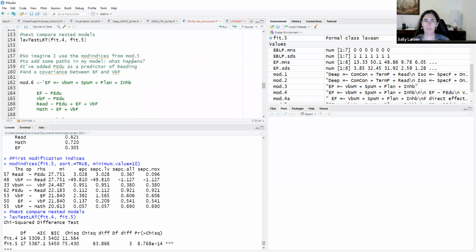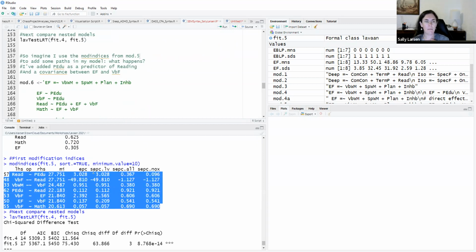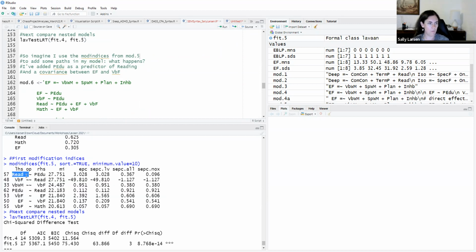So imagine I use the modification indices from model 5, which were these ones here, and add some paths in my model. What I've done is add parent education as a predictor of reading, which was this first one. Sorry, I didn't read down before, I read up instead. That was one of the highest modification indices. Then I added a covariance between executive functioning and verbal fluency, because I thought these other ones, I should have added it between reading and verbal fluency, never mind, I thought these other ones didn't make sense. For whatever reason, I thought they didn't make sense at the time.